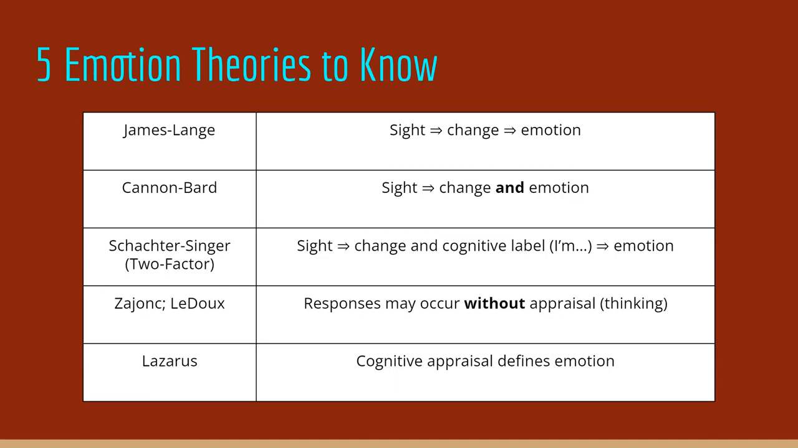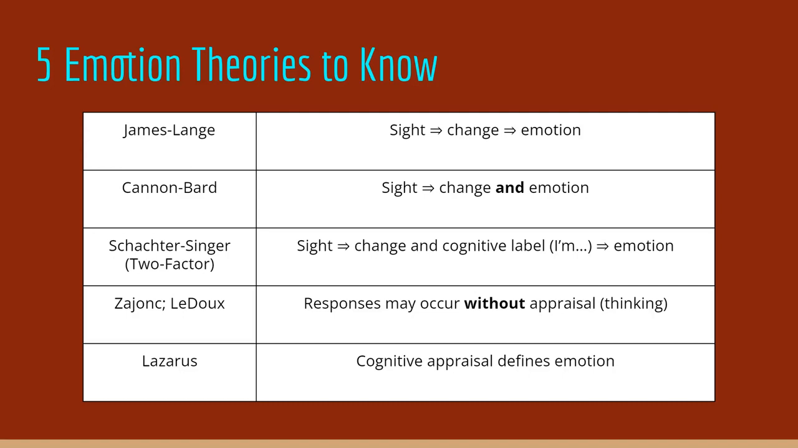First one is James-Lange. The James-Lange theory says that it's 3 steps: sight, change, emotion, SCE.